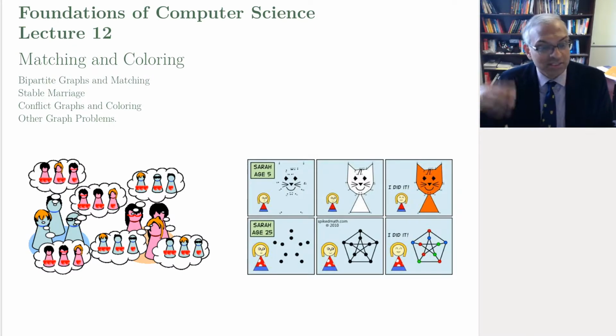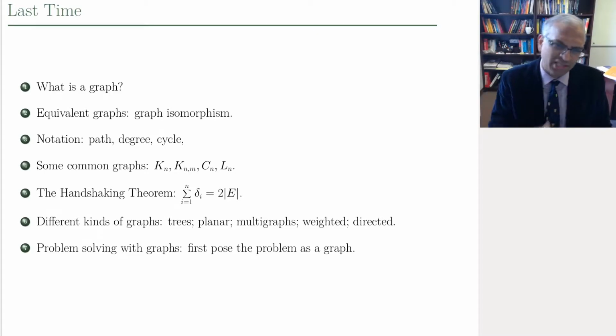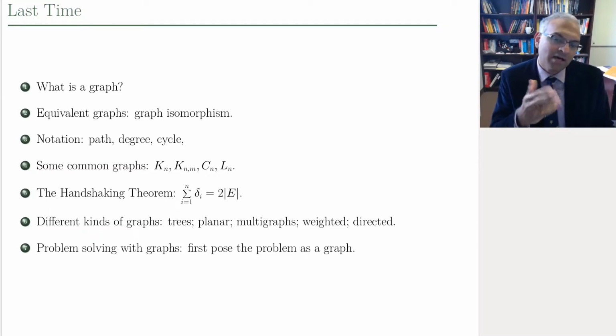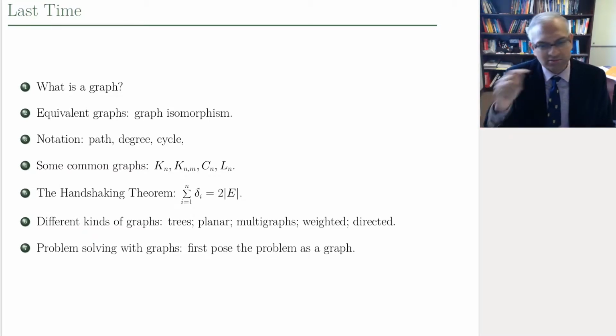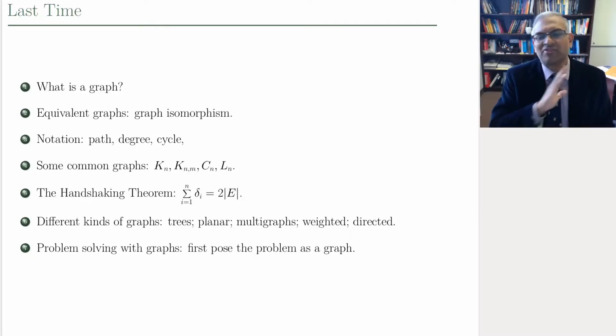Okay, but as usual, let's have a quick recap of what we did last lecture. So we talked about graphs, we introduced graphs, equivalent graphs, i.e. isomorphism, we talked about connectivity, paths, degrees, common graphs, and the all-important handshaking theorem, which says that if you take any graph, and we're talking about undirected simple graphs technically, and you add up the degrees of each vertex, that equals twice the number of edges. That's a very fundamental result.